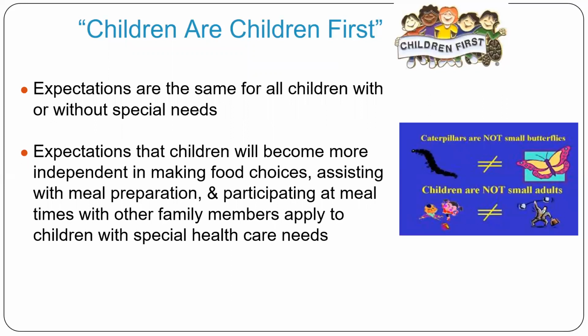And so we want to remember that our expectations are actually the same, whether a child has a special need or not. If you think about some of the expectations that we have for children around food, we want them all to become more independent in making food choices. We want them to be able to assist with meal preparation, and we want them to be able to participate at meal times with other family members. And this is going to apply to children with special health care needs. Certainly they might need more assistance, it might take more time, but the goal is the same.